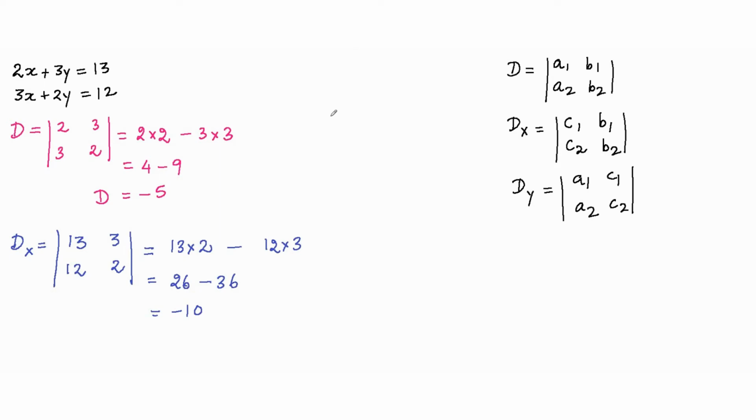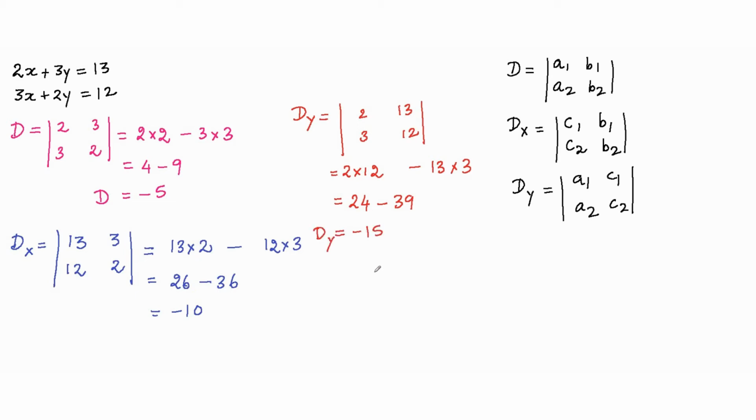Let us now calculate the determinant for y. So I will have dy is equal to, as per our discussion, we will replace the coefficients of y with the constants. So 13 and 12, and the coefficients of x remain as they are. So this becomes 2 into 12 and 13 into 3 subtracted. So this becomes 24 minus 39, and 24 minus 39 is minus 15. So the determinant for y is negative 15.